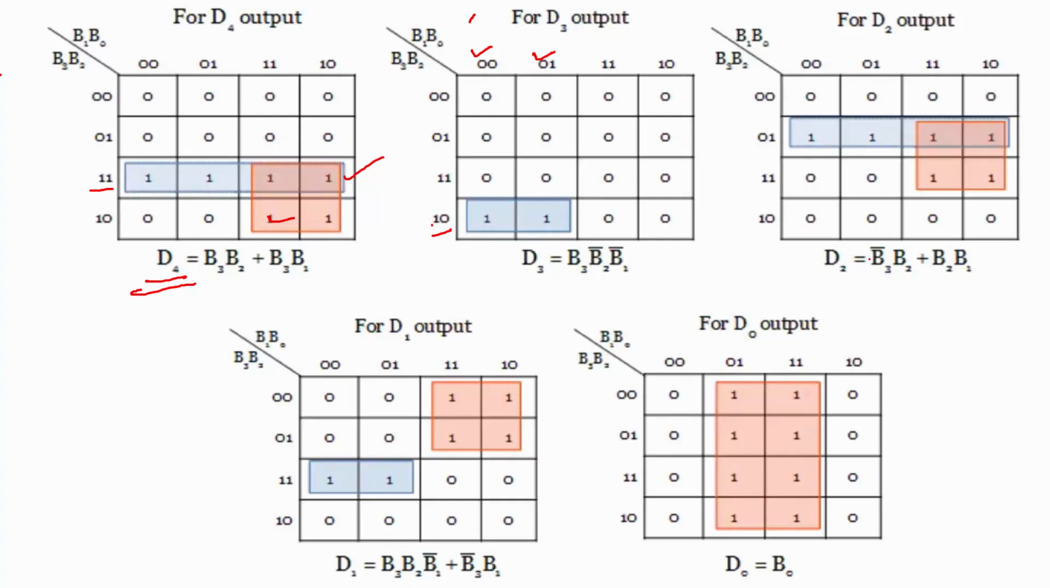Okay. And for this D2, the blue group expression is B3 with value 0, B3 complement, B2 with value 1, B2. That means B3 complement and B2. And next for this red group, B2 is common with value 1, so B2 exists in its original form, and column wise B1 is common. So B2 B1.